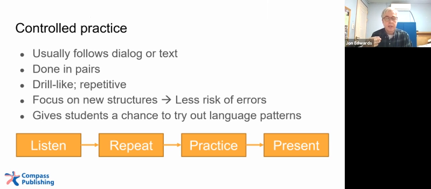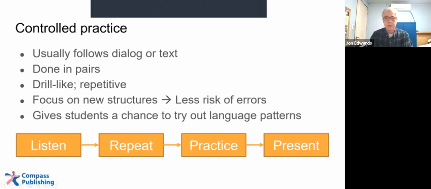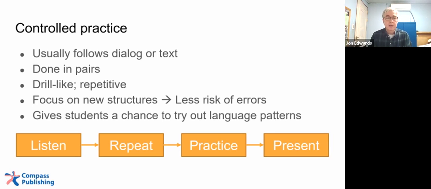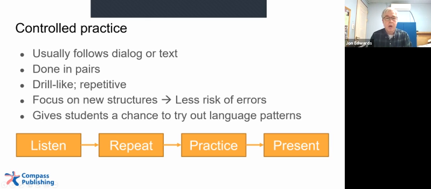Otherwise, they can develop a kind of fossilization of the error. So it gives students a kind of safe environment in which to try out language patterns. They're not given all of the complexity of communication that they normally would encounter in communicative tasks. So they listen to a model, and then they repeat the model after the listening, and then they practice it in pairs. And usually that's followed up by some kind of presentation where the teacher calls on pairs to present some of what they've been working on.